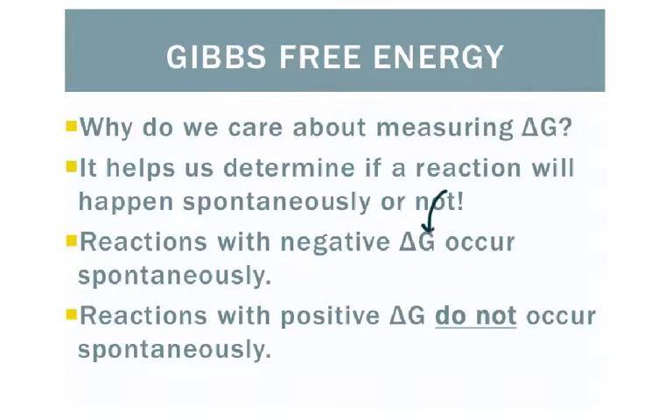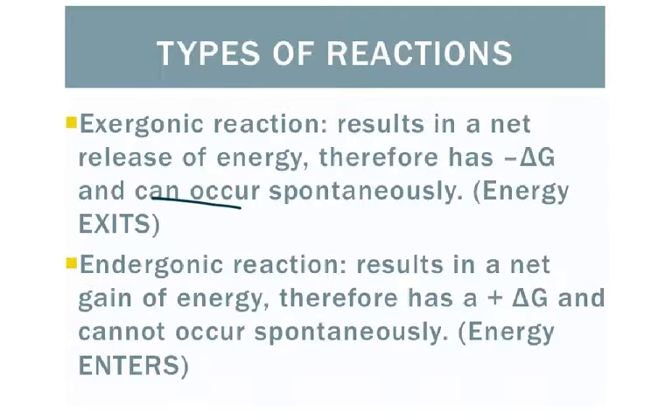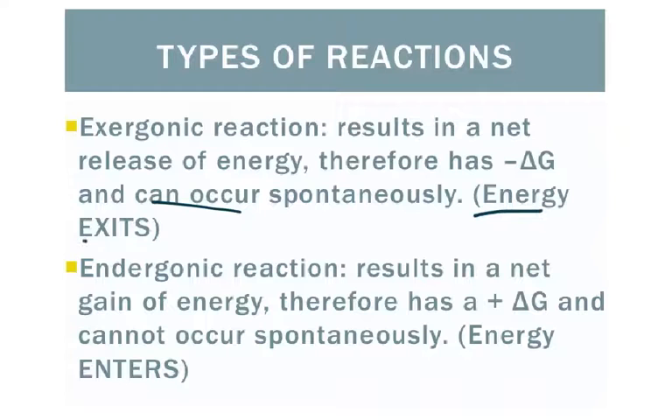Don't forget that this G means free energy. So if I say change in free energy, this would just be a shorthand way of saying change in Gibbs free energy. All right, so now let's look at a couple types of reactions. We have exergonic reactions and endergonic reactions. The name of the word sounds like it's a definition. Whenever you see exergonic, I want you to think, energy exits. So energy is going to exit from an exergonic reaction. This results in a net release of energy. Therefore, it has a negative delta G because you're losing energy, you're releasing it. And that energy can then in turn be used to do work. Your exergonic reactions, since they have a negative delta G, can occur spontaneously.